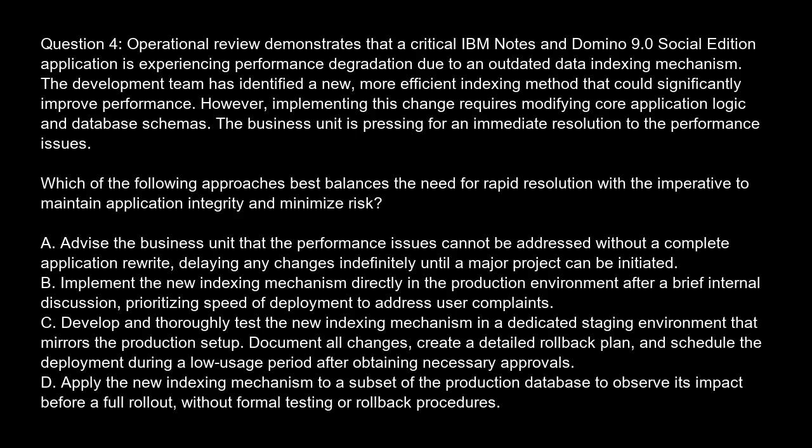Option C. Develop and thoroughly test the new indexing mechanism in a dedicated staging environment that mirrors the production setup. Document all changes, create a detailed rollback plan, and schedule the deployment during a low-usage period after obtaining necessary approvals. Option D. Apply the new indexing mechanism to a subset of the production database to observe its impact before a full rollout, without formal testing or rollback procedures.